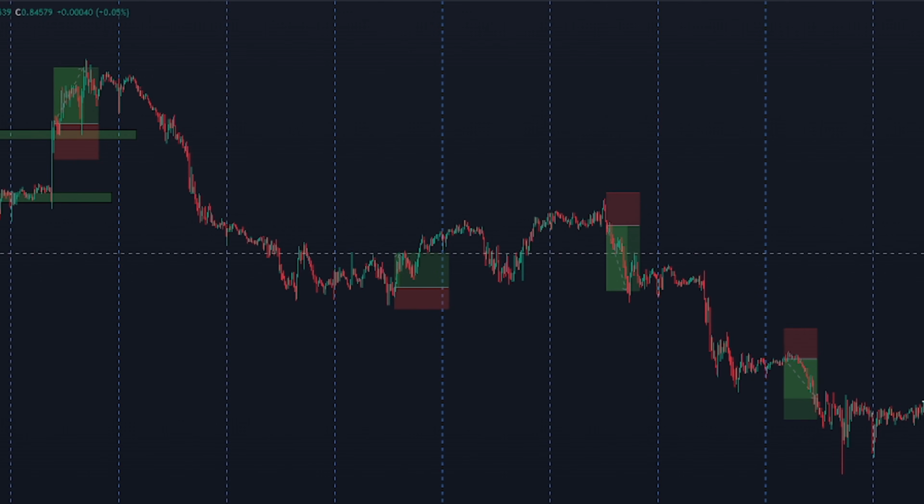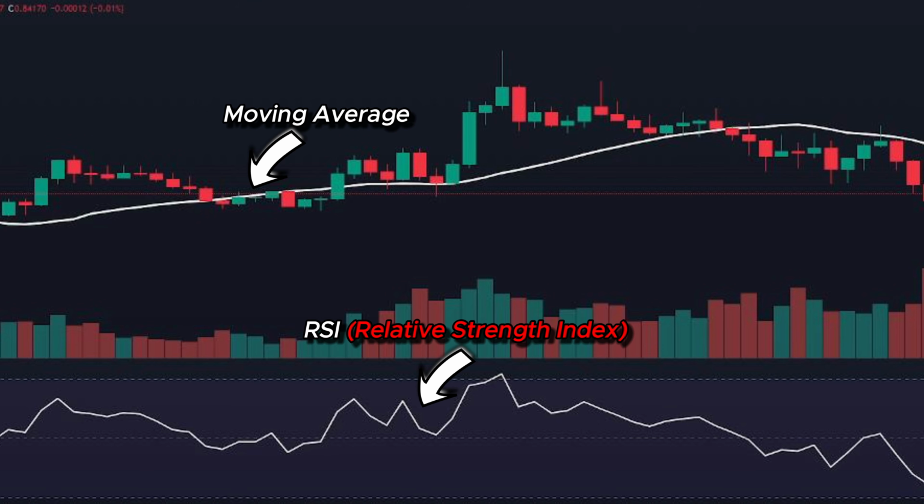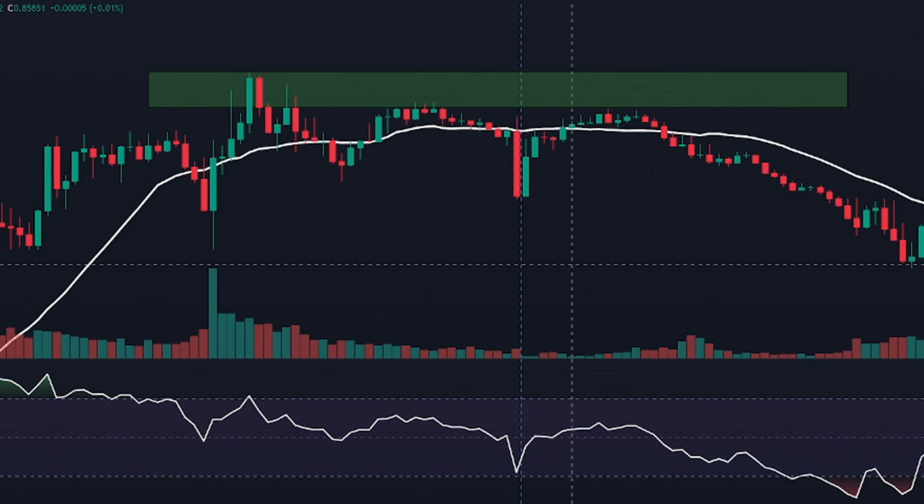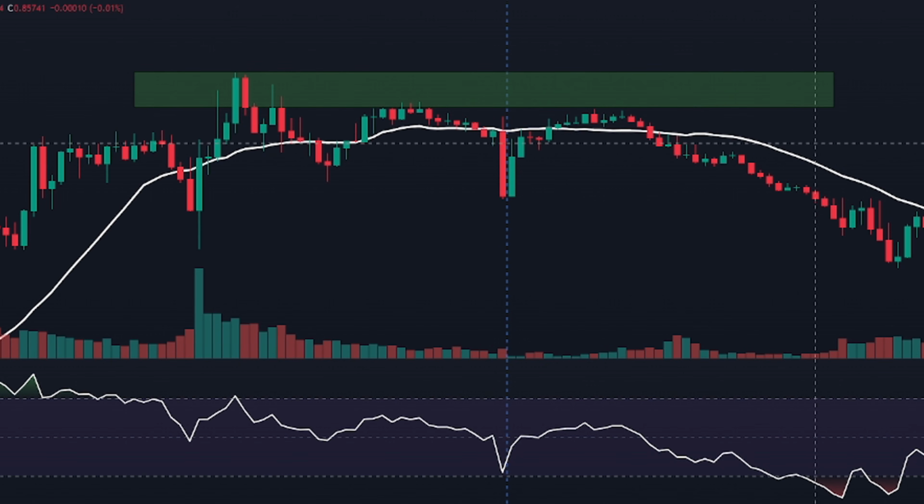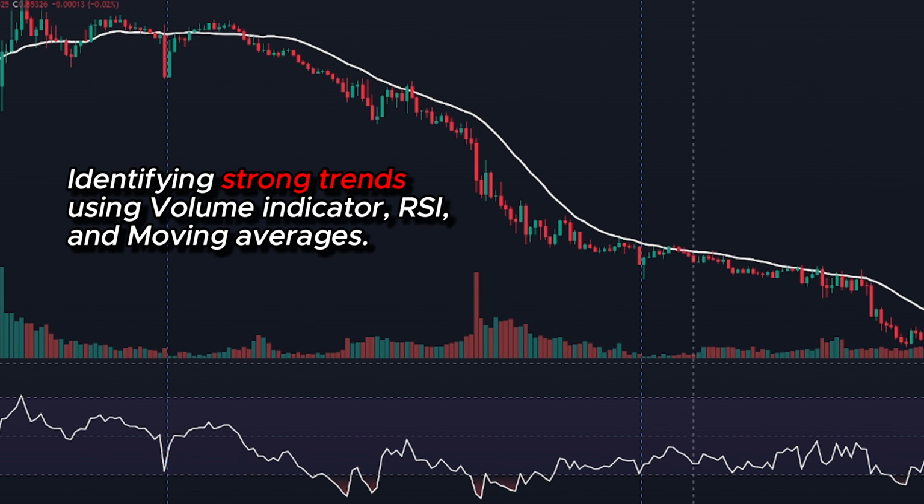Let me show you step by step how he does it. This strategy relies on technical indicators like relative strength index, moving averages, and volume indicator to signal overbought or oversold conditions and market strong areas when bigger players are present. The steps are as follows. Step 1. Identifying strong trends using volume indicator, RSI, and moving averages.